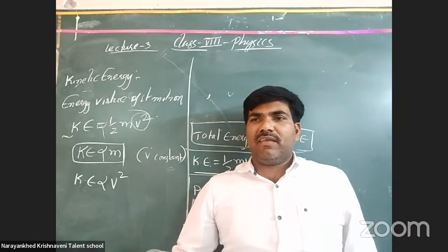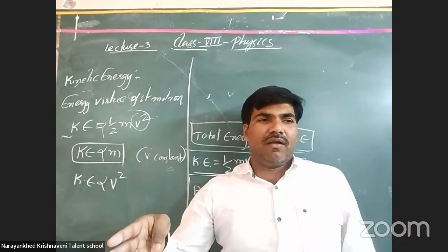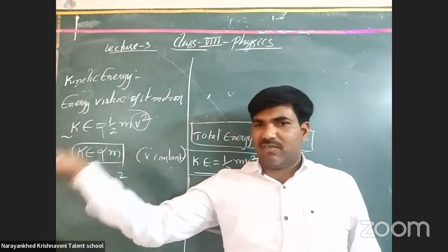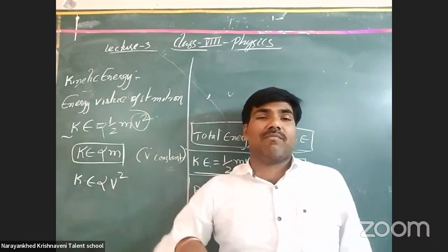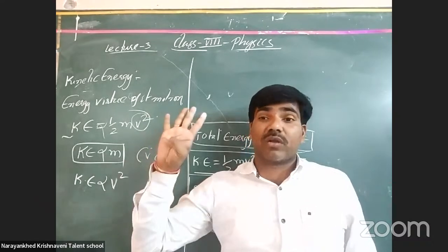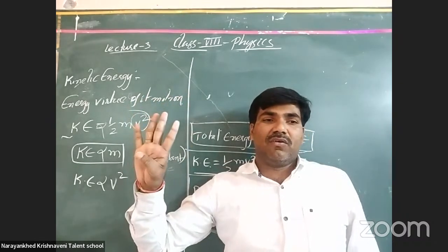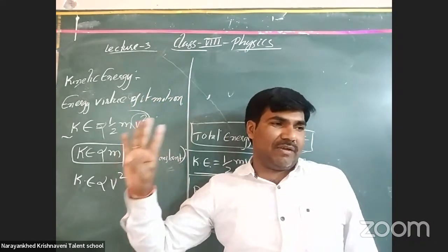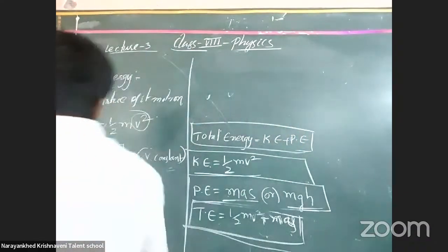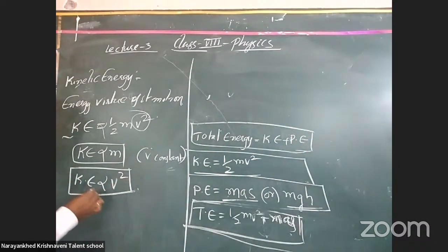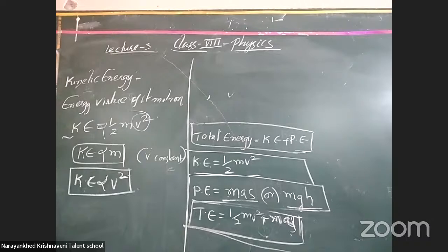How much does kinetic energy increase? For mass, if it becomes double, kinetic energy becomes double, but when the velocity becomes double, kinetic energy becomes 4 times. Clear? It increases by 4 times. This is the concept that kinetic energy is directly proportional to the square of the velocity. I hope you got it. And these are the relations contained in kinetic energy.